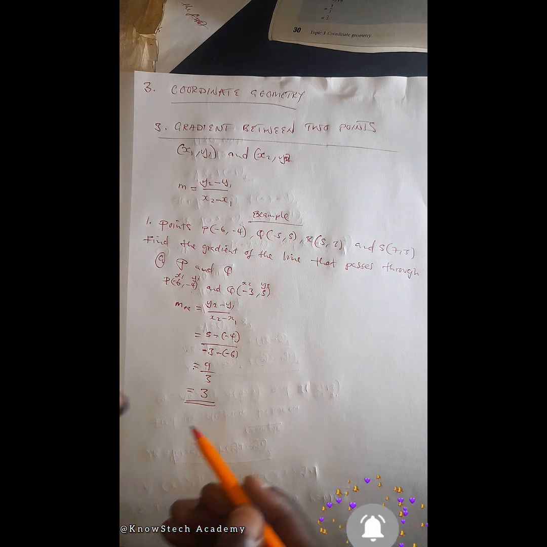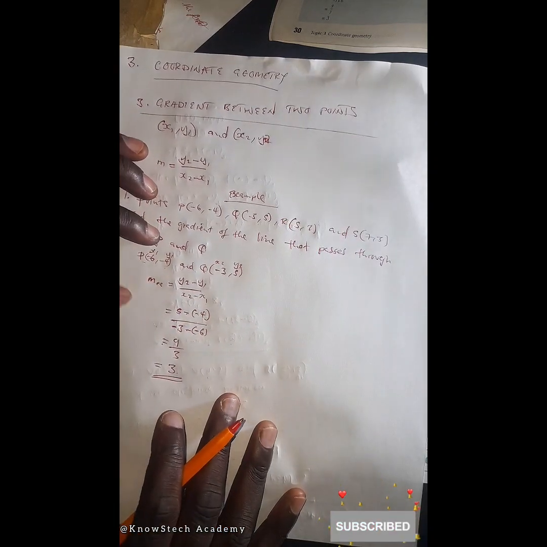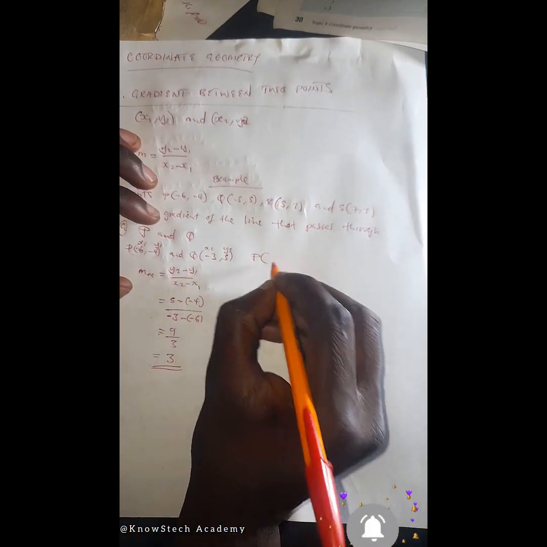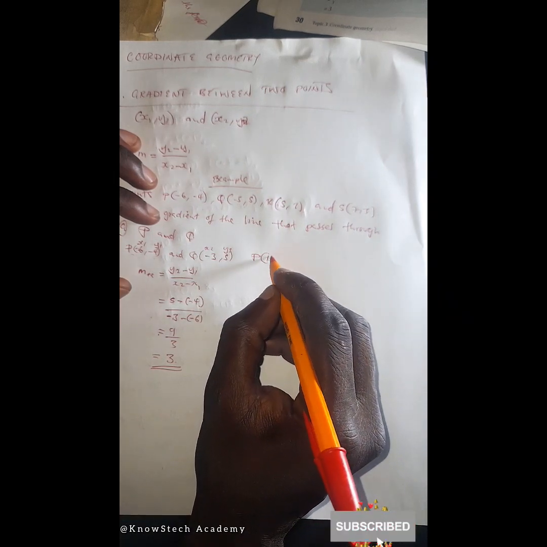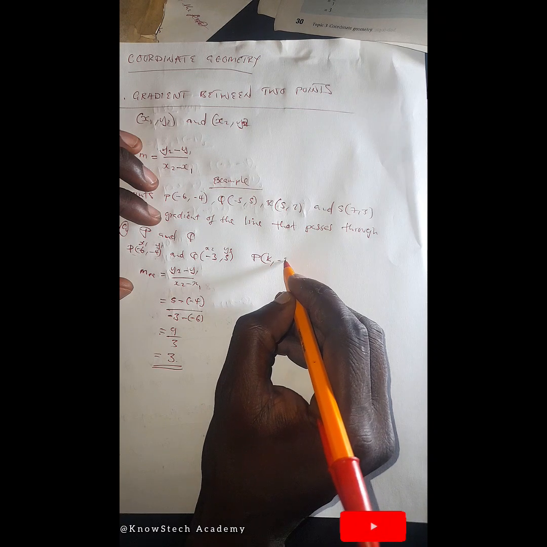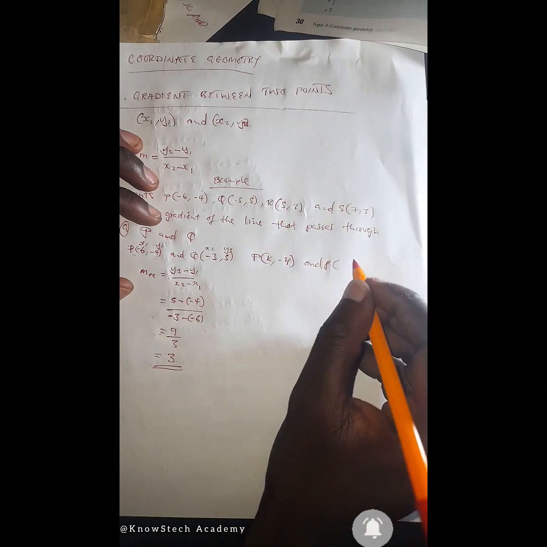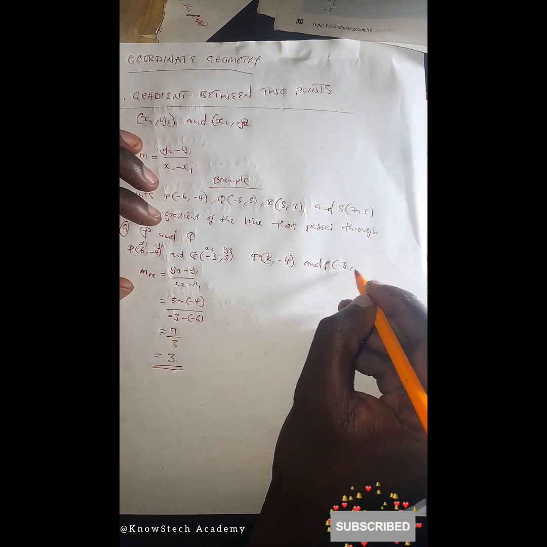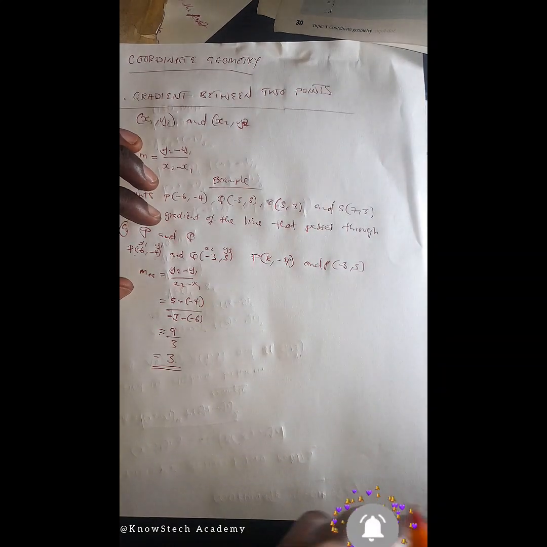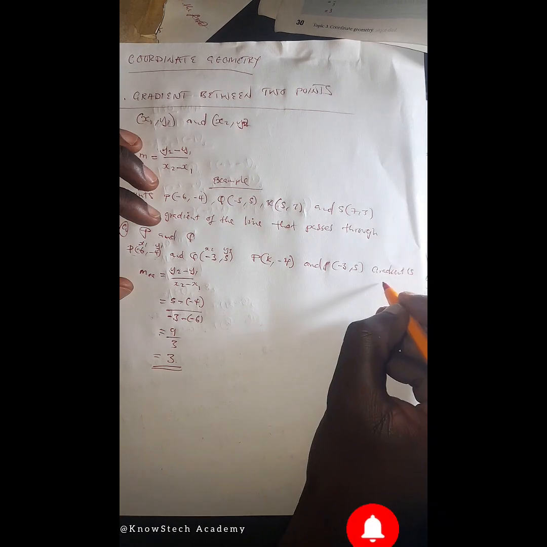Sometimes we may be given the gradient and then they remove one of the coordinates. Let's use the same question. Let's say point P is a variable k, -4, and Q is -3, 5, the way it is, and then we were also given the gradient, and the gradient is +3.